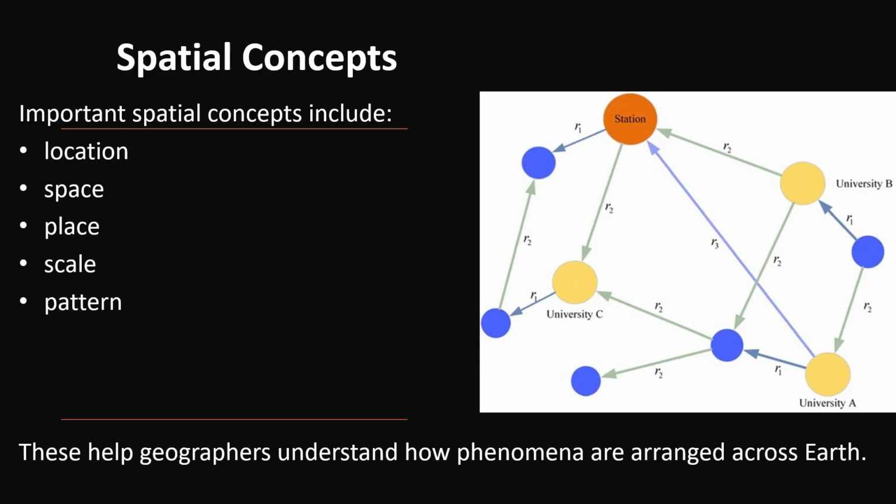Spatial concepts are important because geographers need to know where all the stuff is. We have 5 important spatial concepts: location, space, place, scale, and pattern. These help geographers understand how phenomena are arranged across the Earth.